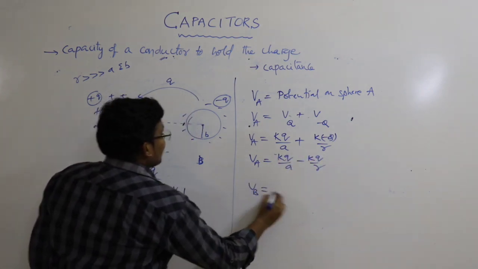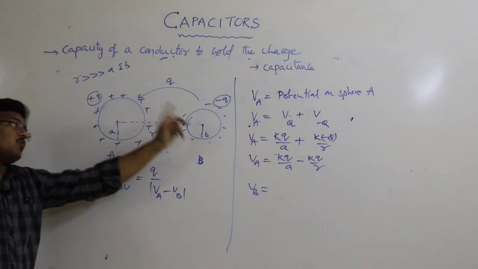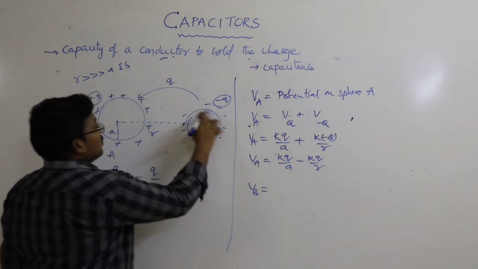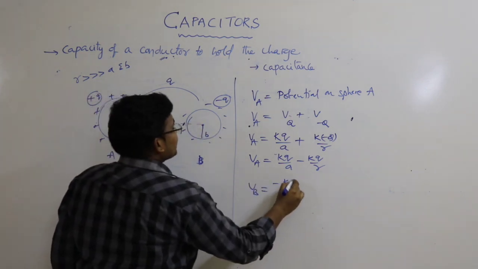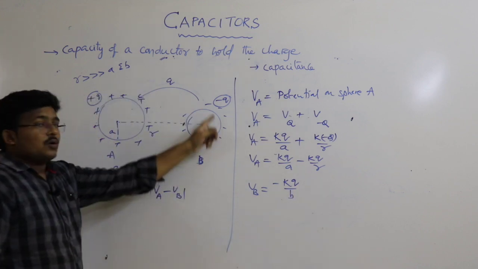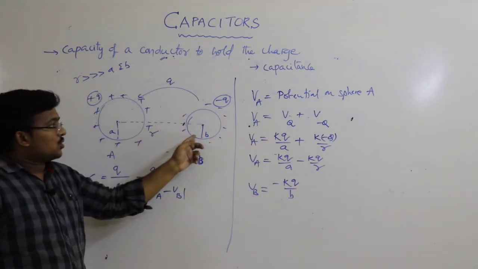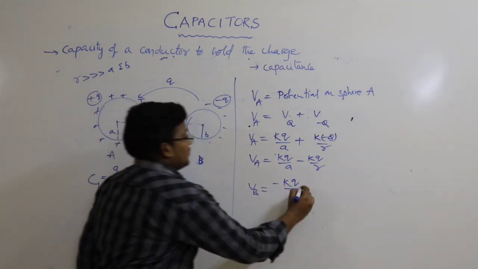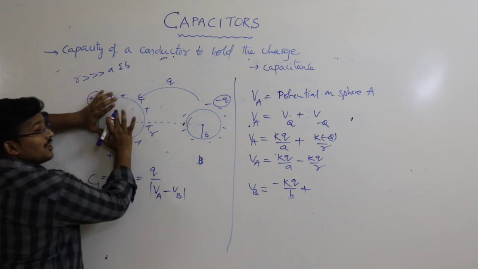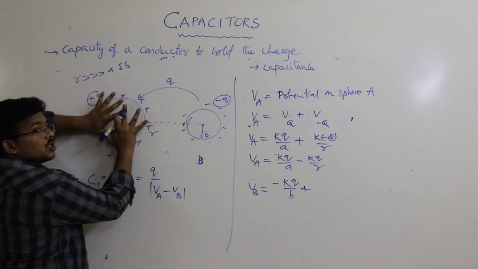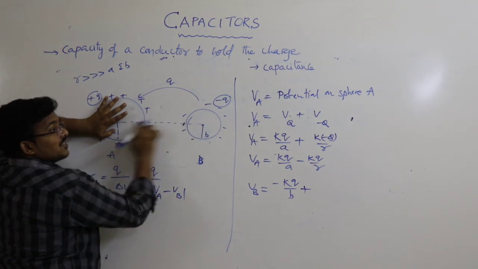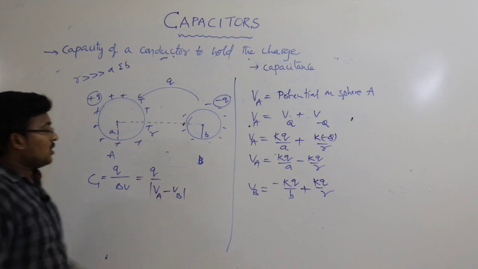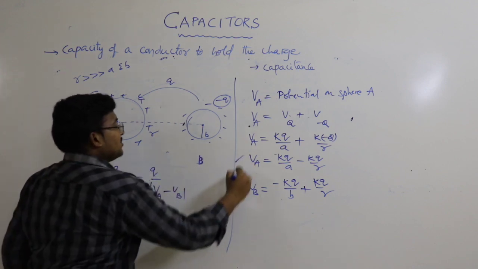In a similar way, find out the potential on B due to its own charge plus due to this one. Due to its own charge, you know it is minus kq by B, because the formula is kq by R, so k into charge minus Q and the radius is B. So minus kq by B plus, due to this charge, there will be some potential here. How much is this charge? Q, and what is the distance? R. So kQ by R. So this is the potential at A, this is the potential at B.